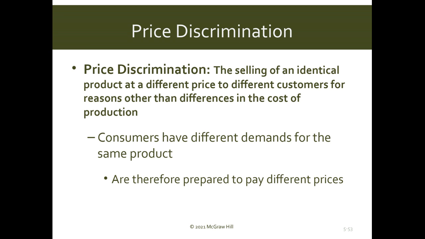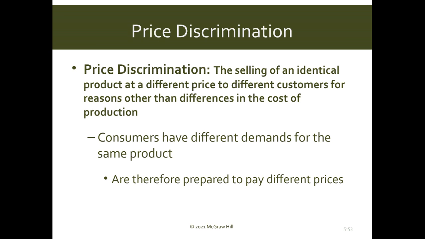The selling of an identical product. Remember this. So the cost of production is the same. You can't say that the supplier is charging a higher price for this product because it has a higher quality. That is not price discrimination. So if I ask you for an example of price discrimination in the airline industry, and you say that if you buy a first class ticket you pay higher prices and if you buy an economy class ticket you pay lower prices, that is not price discrimination, because a first class seat is different from an economy class seat.